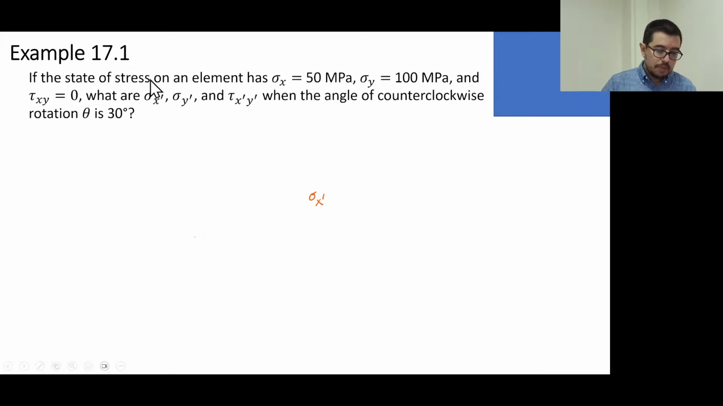Here's example 17.1. If the state of stress on an element has sigma x equals 50 megapascals, sigma y equals 100 megapascals, and tau xy equal to 0, what are sigma x prime, sigma y prime, and tau x prime y prime when the angle of counterclockwise rotation is 30 degrees? Okay.